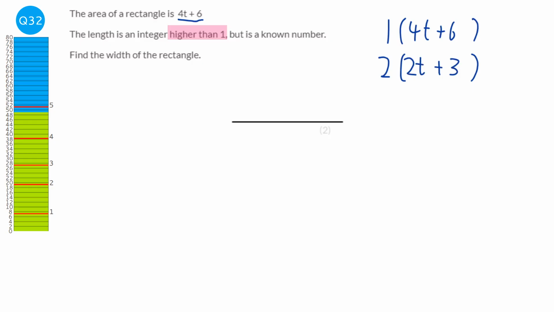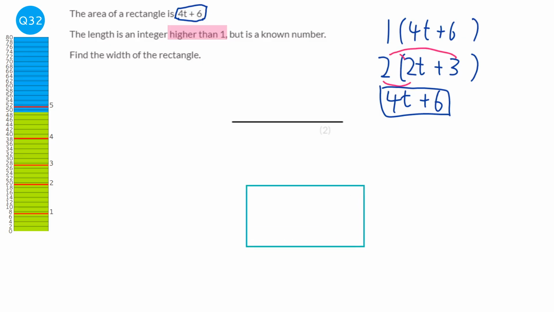So what we can do is we can just check that out with smiles and rainbows. Put all my times down there to remind me to times it. So 2 times 2t is 4t, 2 times 3 is 6. So that works because that is the same as this in the question. So we know that 2 times 2t plus 3 works. In fact, it's the only one that works with it being an integer.